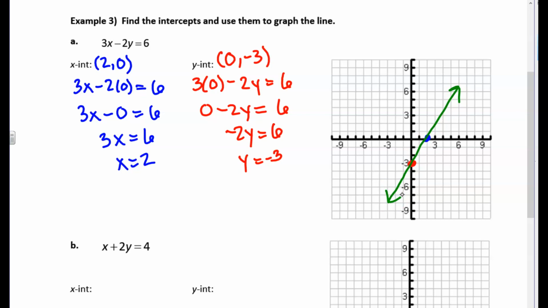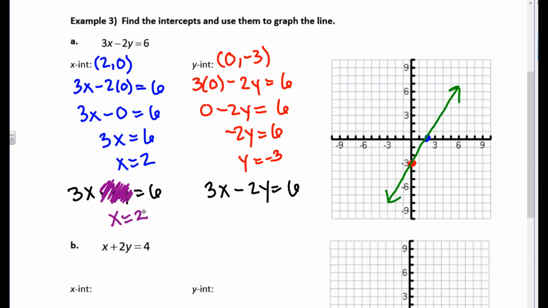Now there's actually a shortcut here, and it's called the cover-up method, and I want to show you that real fast. The way the cover-up method works is if I want to find my x-intercept, I cover up the piece of the equation with the y. So in this case, I would cover up that. I'd have 3x equals 6. I can really quickly get to x equals 2. It saves tons of work.